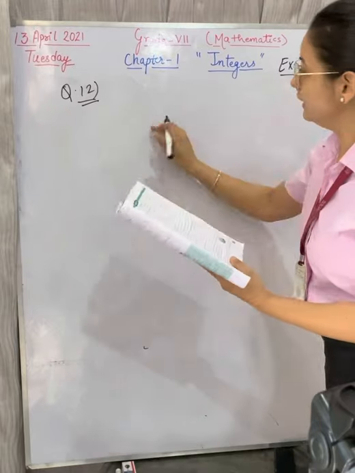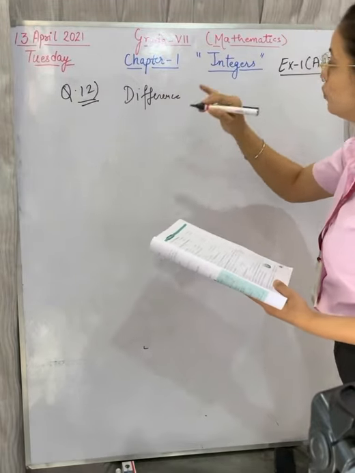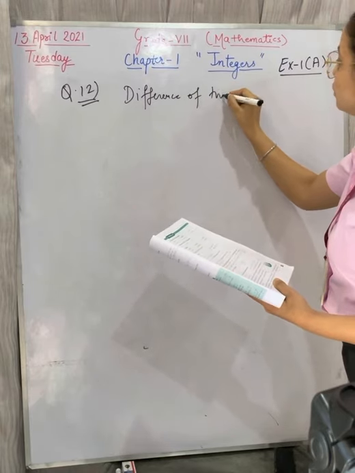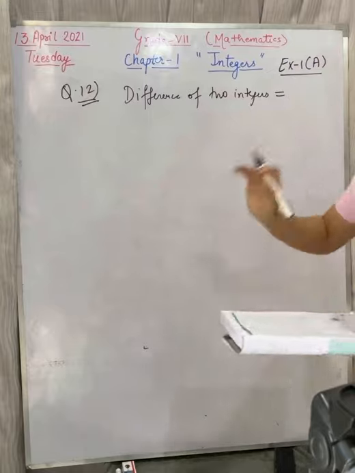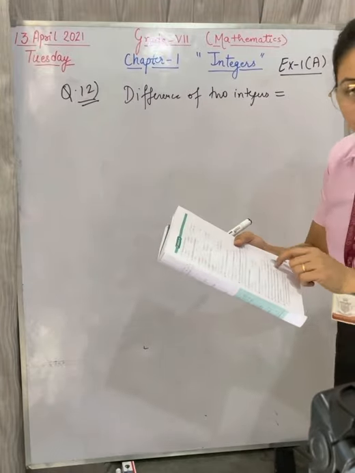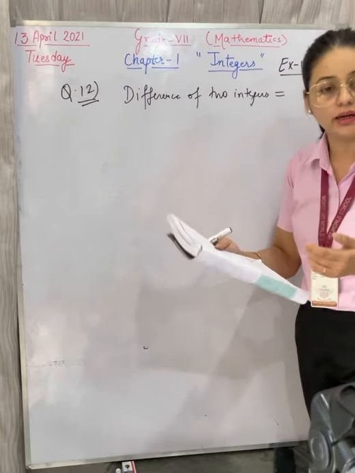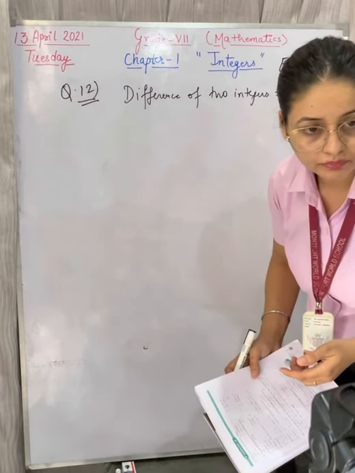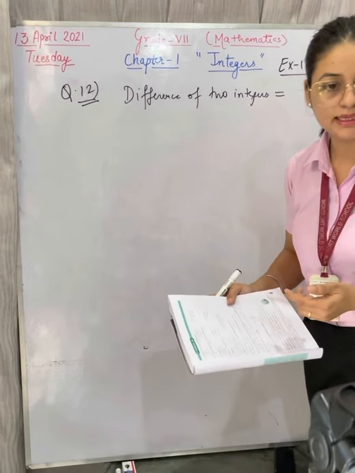So I'm writing here: difference of two integers given. You have to tell me what is given. Difference of two integers are given in the statement. Please tell me how much it is given in the book. Please read out and tell me, difference of two integers are given. It's how much? Please tell me quickly.